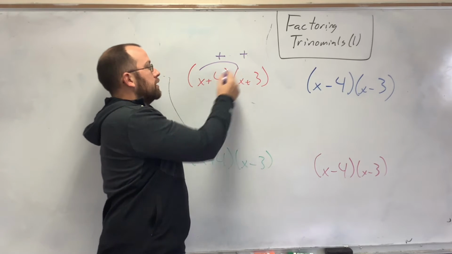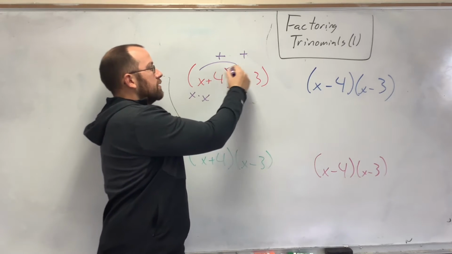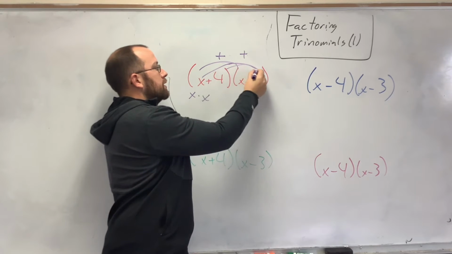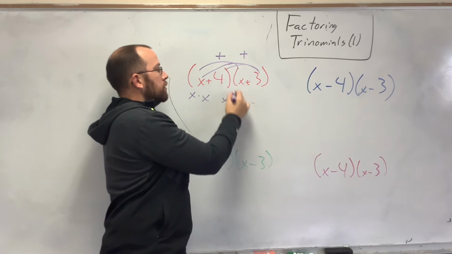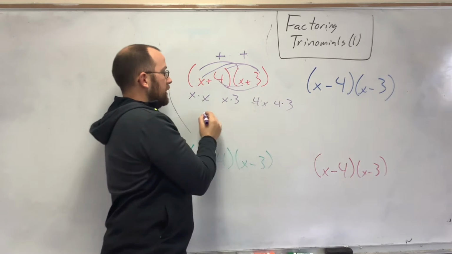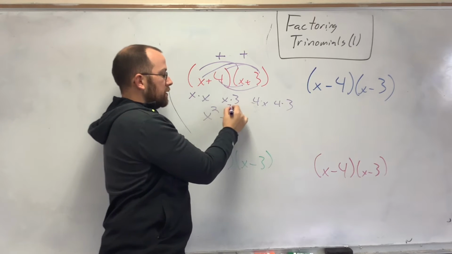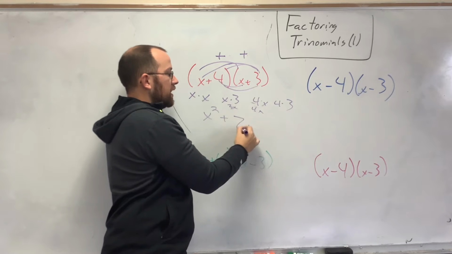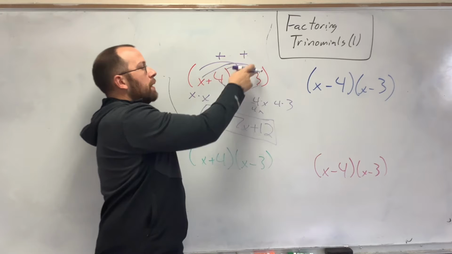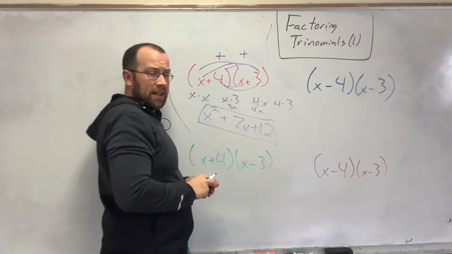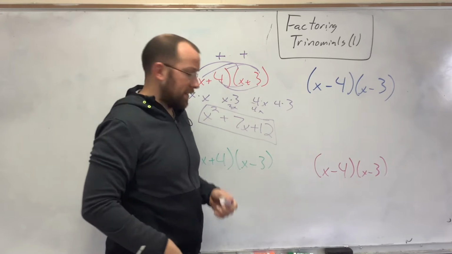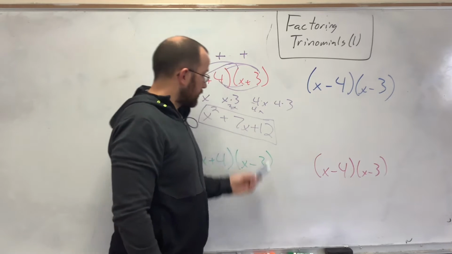So I FOIL it. I do my front, which is x times x. I'll try to keep doing it the same way. Then x times 3, then 4 times x, and 4 times 3. That gives me x squared plus 7x plus 12. Alright. So when I have a positive and positive constant in my binomials, my middle number is going to stay positive.